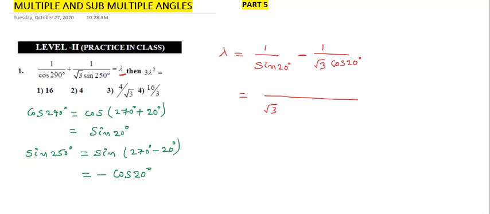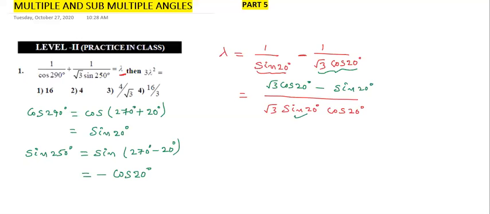What is the LCM here? Root 3 into sine 20 degrees, cos 20 degrees. Here sine 20 is there. Now multiply with root 3 cos 20, minus, here root 3 cos 20 is there. What is the missing? Sine 20 degrees. I think all of you understood now.